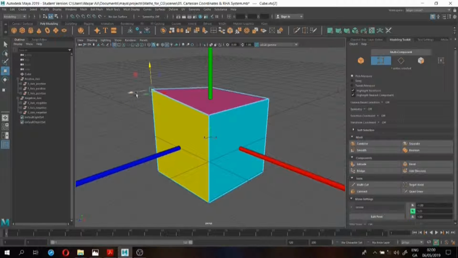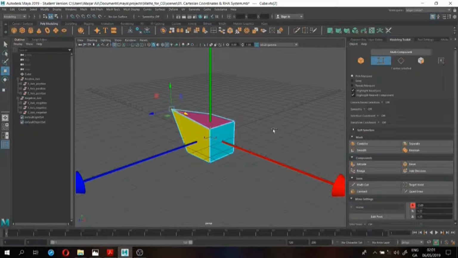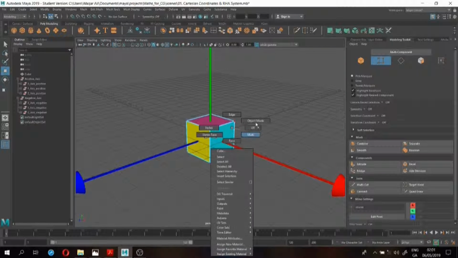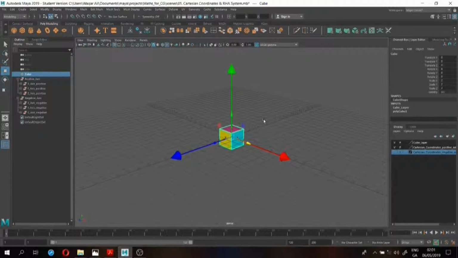You see, as I'm moving this vertex, the values keep changing. So that's how you can change the vertices of the cube in Maya. So let's go back to our slides. Yeah, so that's our right-handed axis.